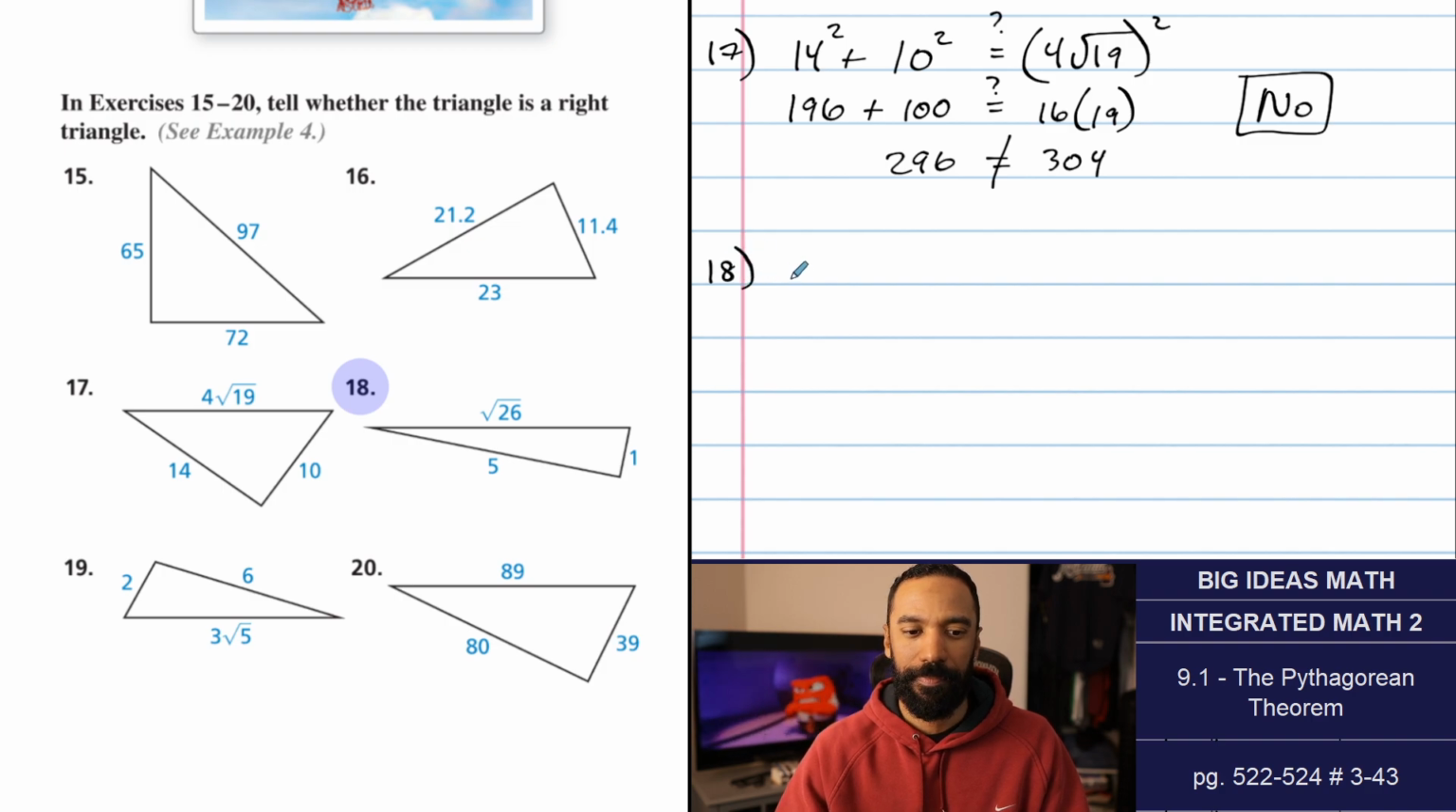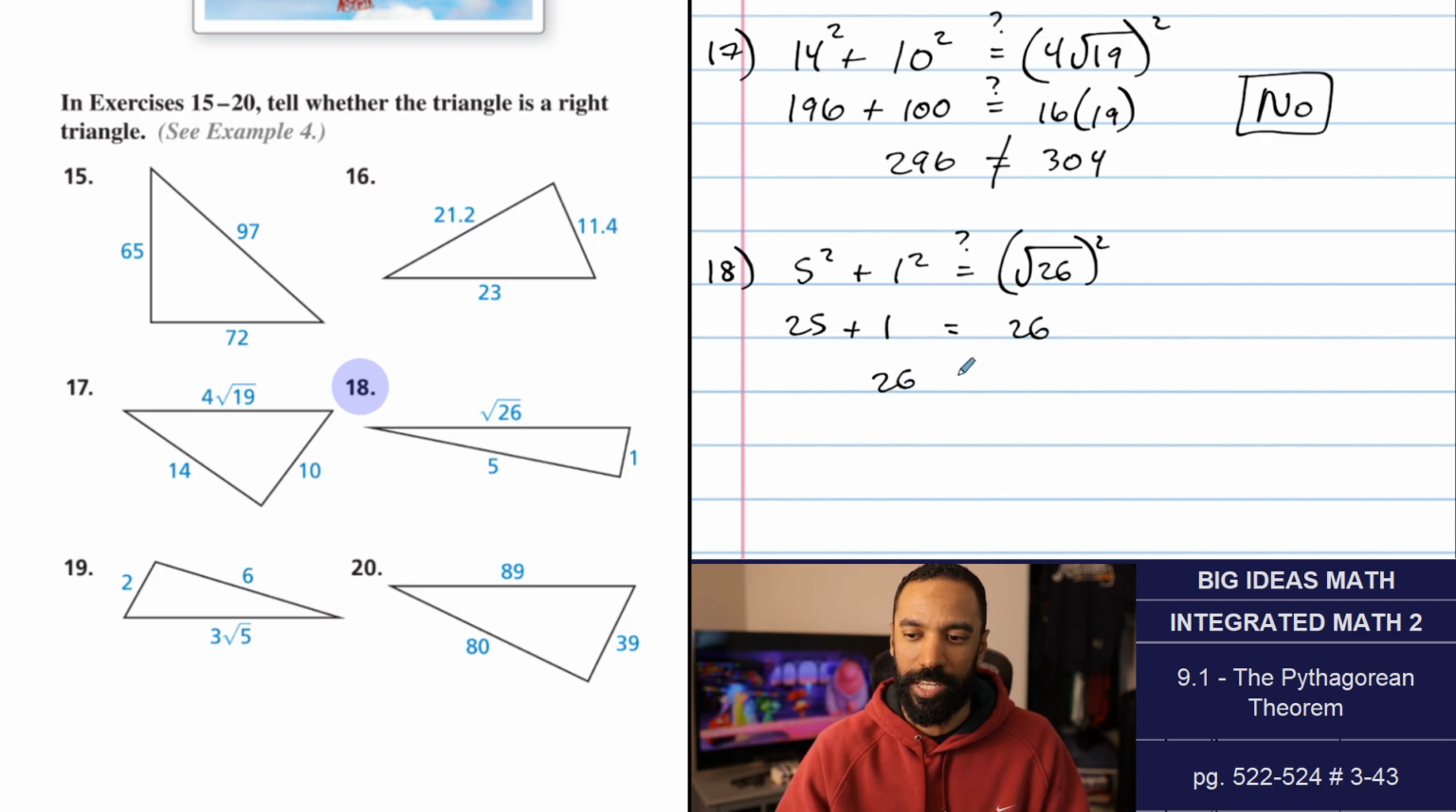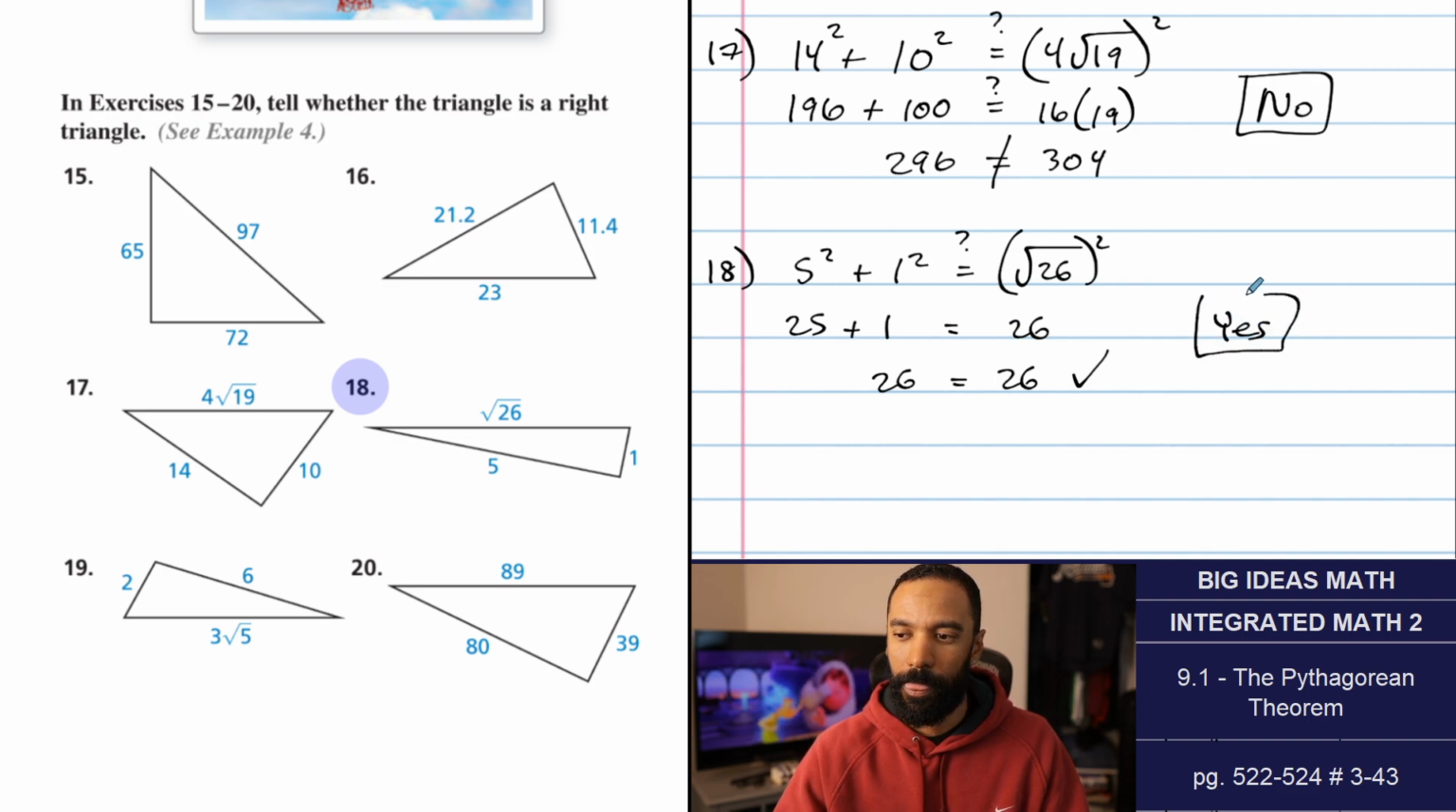Number 18. It looks like 5 and 1 are my shortest sides. Now, root 26 is a little more than root 25, which is 5, which makes sense that that would be the longest side. So 5 squared plus 1 squared, does it equal root 26 squared? You betcha. Check this out. 25 plus 1 equals root 26 squared is 26. 26 equals 26. That totally checks out. Yes. Right triangle.